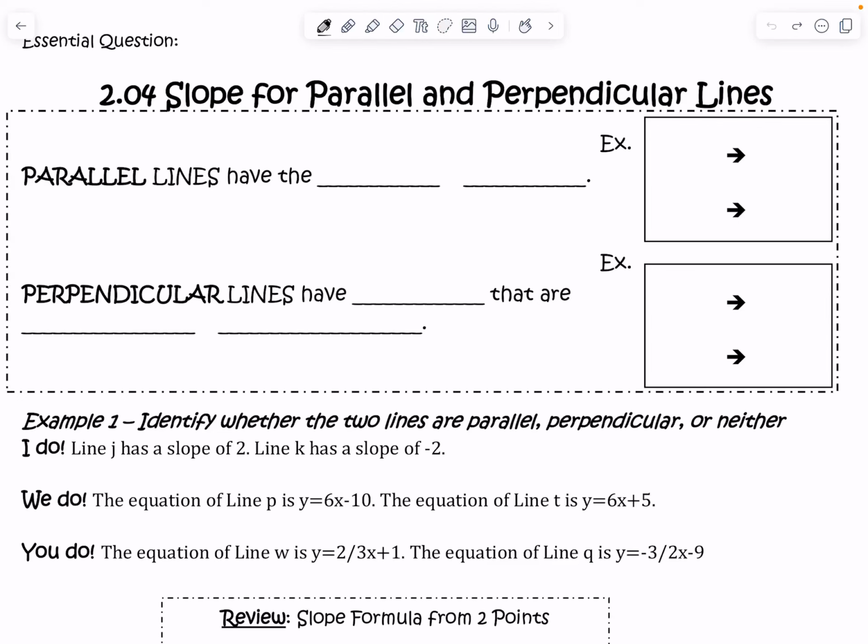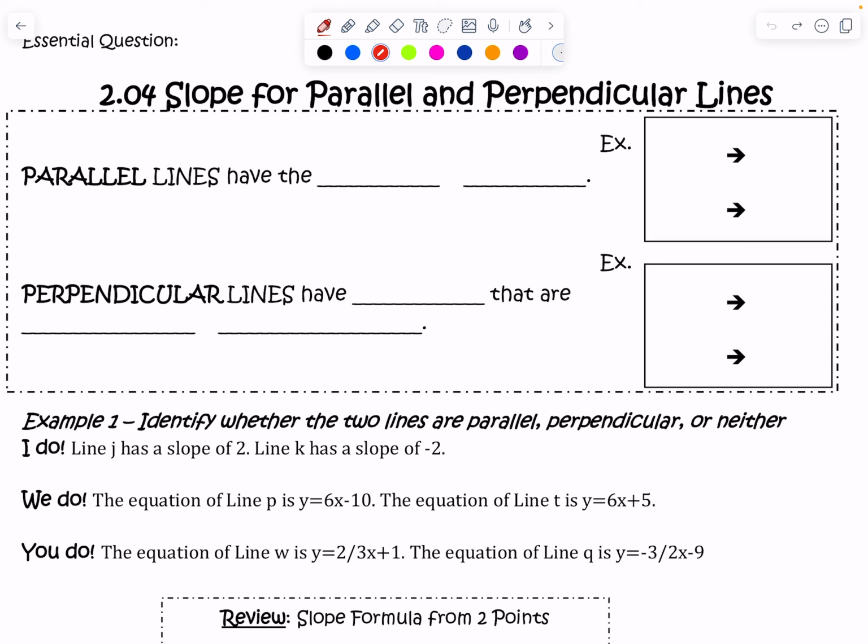All right, welcome to 2.04, slope for parallel and perpendicular lines. So we're going to go through some properties and definitions of parallel and perpendicular lines, identify their slopes, and that's about it for today. So we're going to start off with parallel lines.